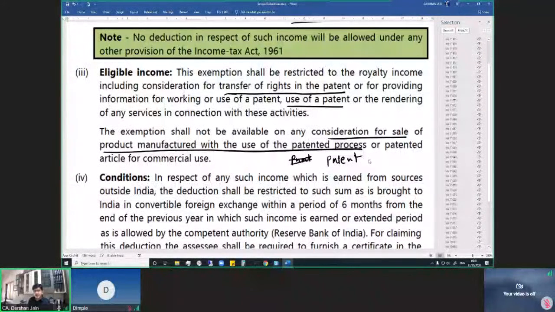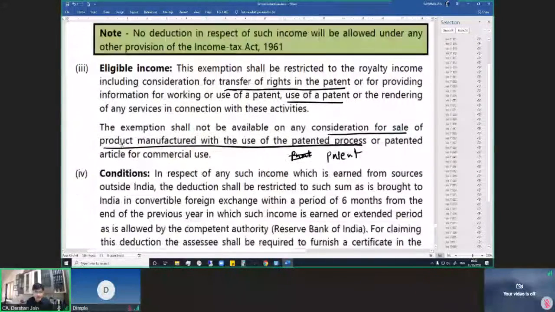But if, by using the patent, manufacturing activity is done or a product is produced and that product is sold, any consideration received out of the sale of a patented product would not be eligible for deduction. Only the patent itself is covered here. Any product that is manufactured because of the patent is not covered under this particular section 80RRB.